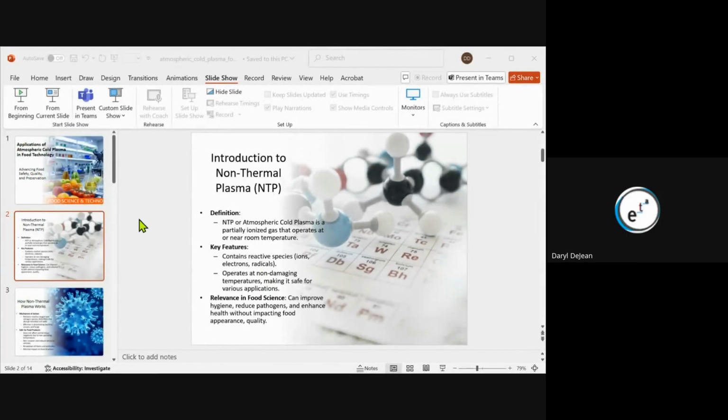Okay. Thank you. That slide was what I just reviewed, so I'm sorry. But these are the key features of what I just mentioned, the bullet points for you to remember. Just remember, it's at a non-damaging temperature because it's essentially at room temperature.